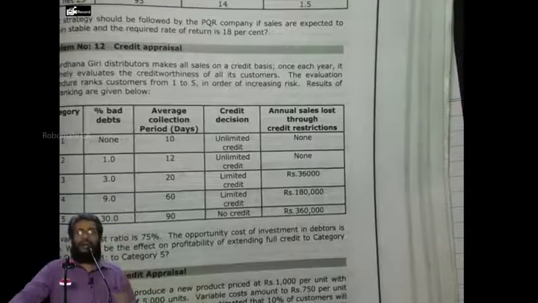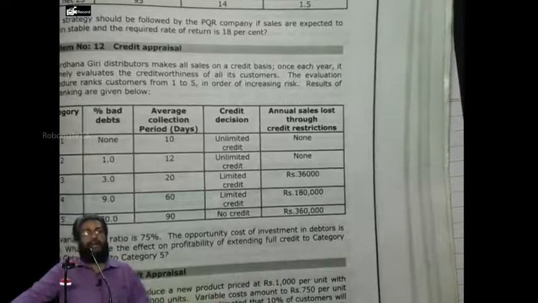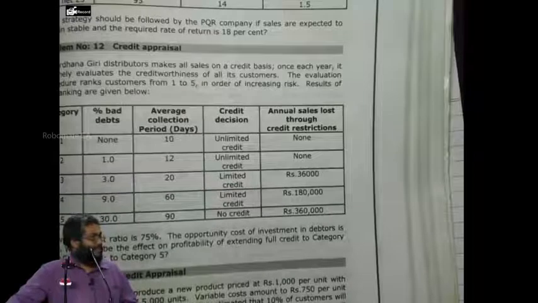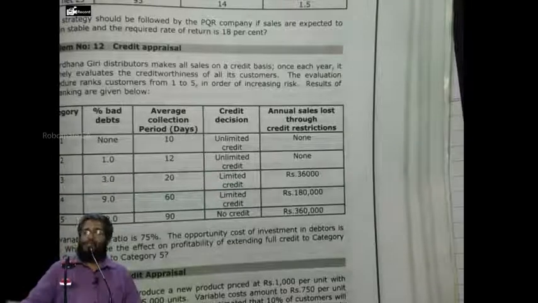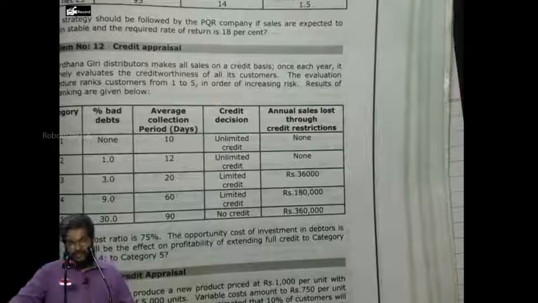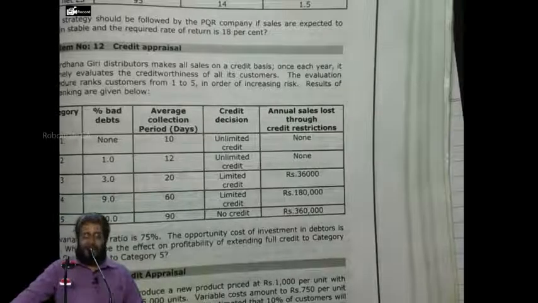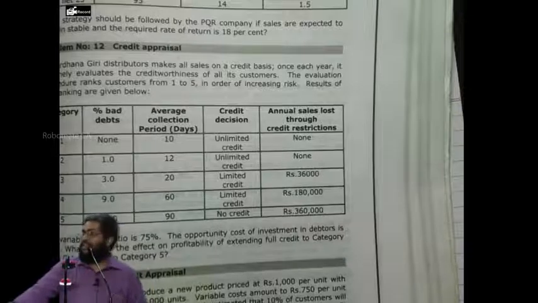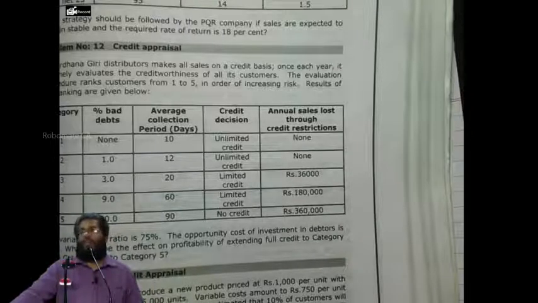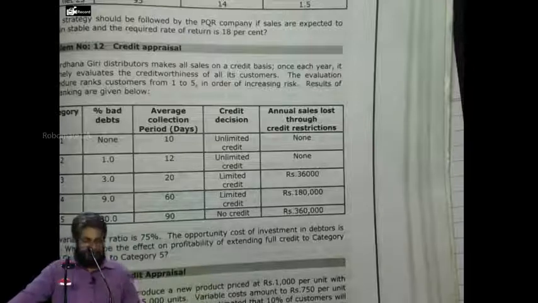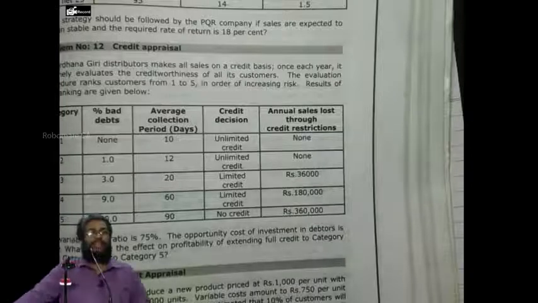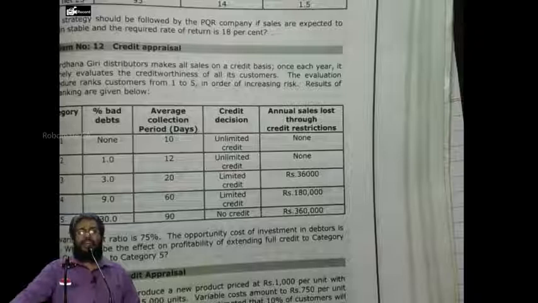Now, statement of cost benefit analysis. Two columns: particulars, amount. Capital A, benefit. What is the benefit you're having? Increase in contribution. The benefit is increase in contribution. No other benefit now. Now, capital B, cost. Increase in bad debts. Second cost is what?